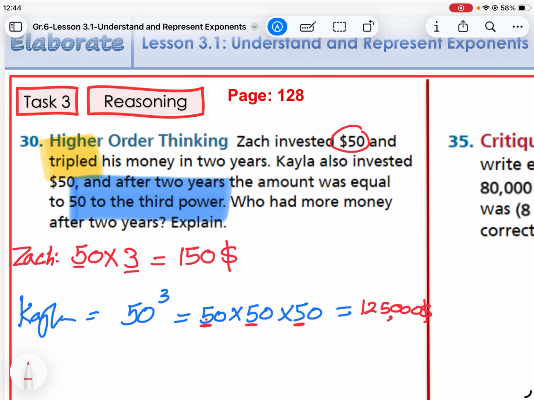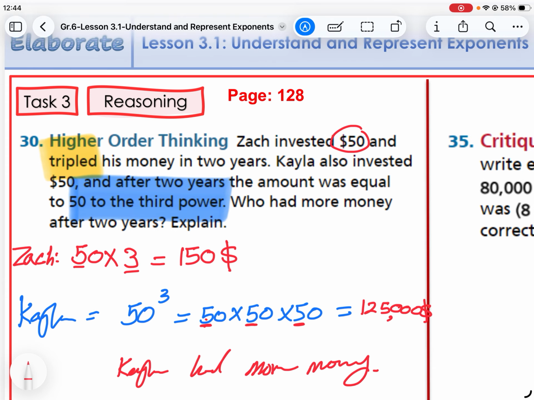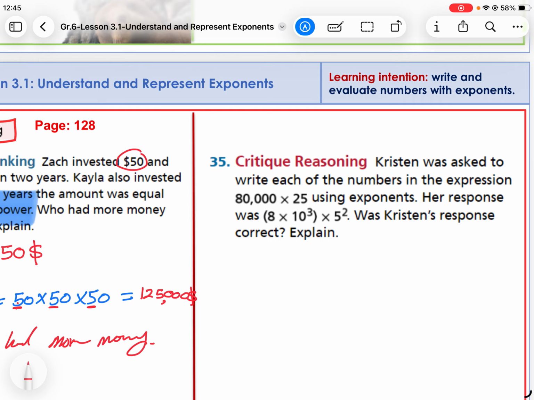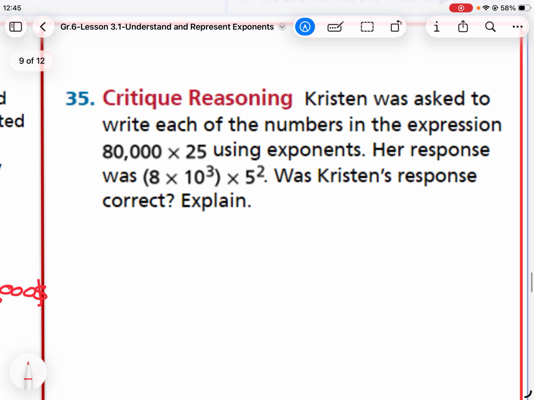She has now $125,000. So who had more money? Kayla. Okay, Kayla had more money. So this is how you solve such a question if it comes in the quiz or exam. You need to evaluate the value of each expression, and then you compare which one has more. Kayla had more money. Excuse my handwriting. It's kind of difficult to write with the pen. So let's move on to this question.